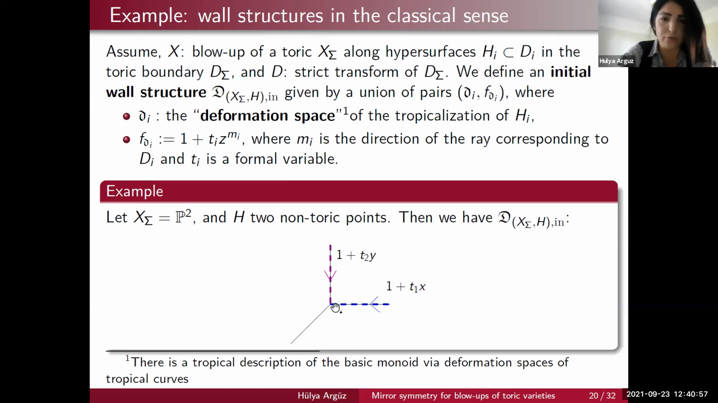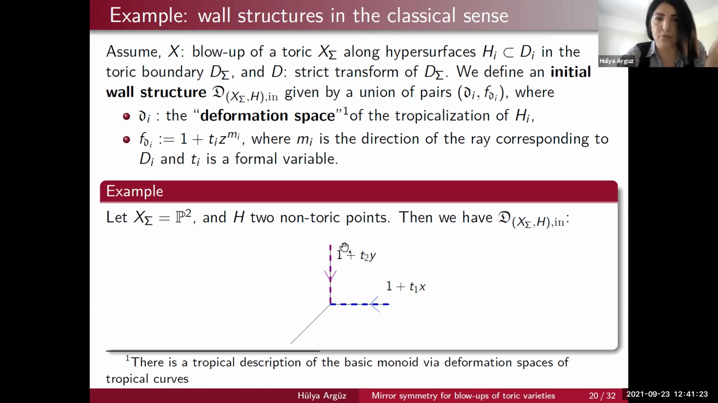As an example, if you take P2 and blow up two non-toric points: the tropicalization of a point is a point. But I want to take its full deformation space, which means I can move the point as long as I stay in the same cell of the toric fan of P2. So this is the deformation space, it's just a ray. And why do I take the deformation space?